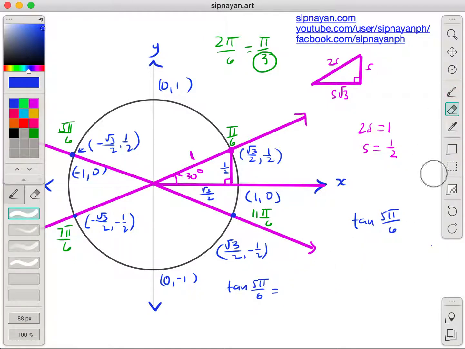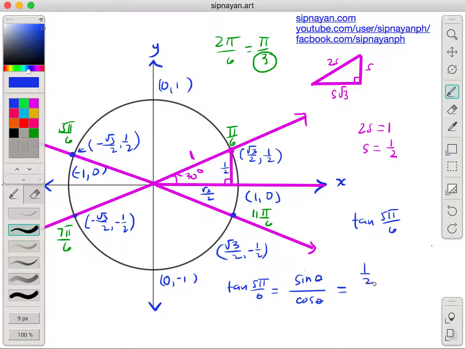Sine theta over cosine theta, which is equal to sine 1/2 over negative square root of 3 over 2. And this is equal to 1/2 times the reciprocal, negative 2 over square root of 3. So this will cancel out. So ang mangyayari, this is negative 1 over square root of 3.